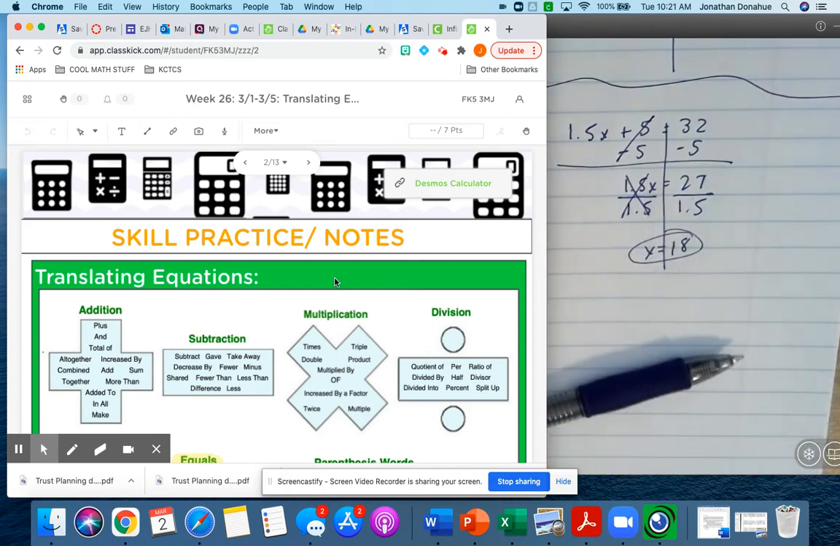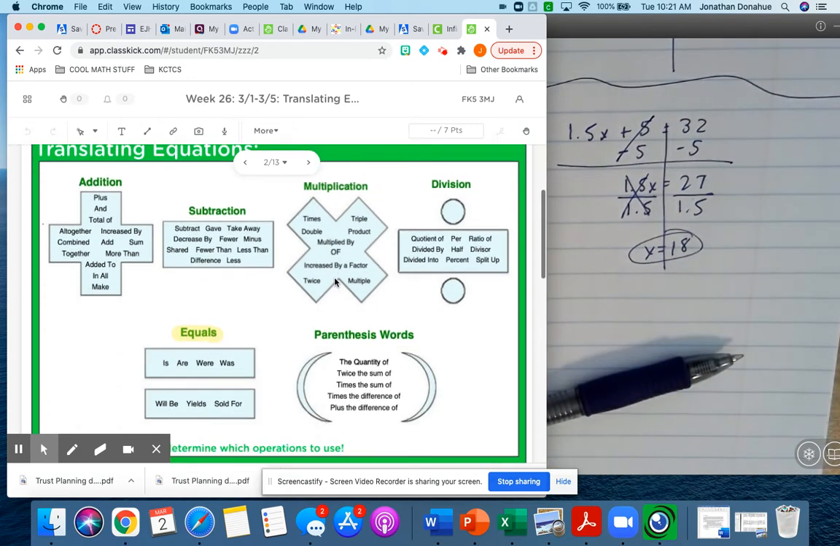So as we go down through here, you've seen these notes before, but we kind of skipped over the equals part because we didn't need equals on expressions. So these words mean equal: is, are, were, was, and then will be, yields, and then sold for. As you go through here, you're going to see a lot of these.